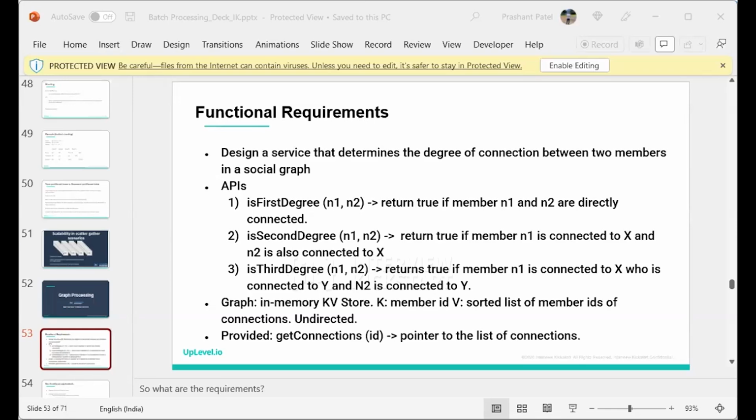Okay, so what about the non-functional requirements? Could you let me know over the chat what could be the non-functional requirements that you may think of? It may be anything, like starting with the service is available.